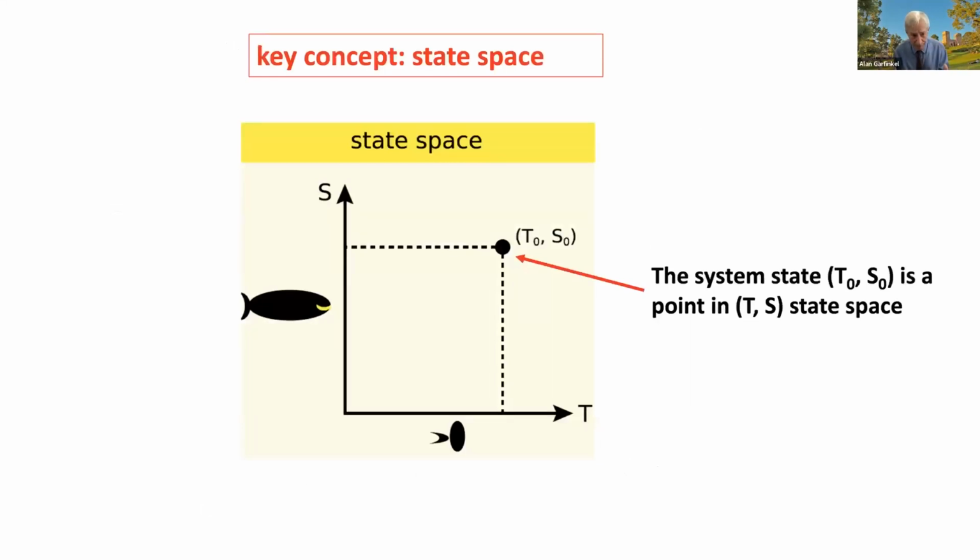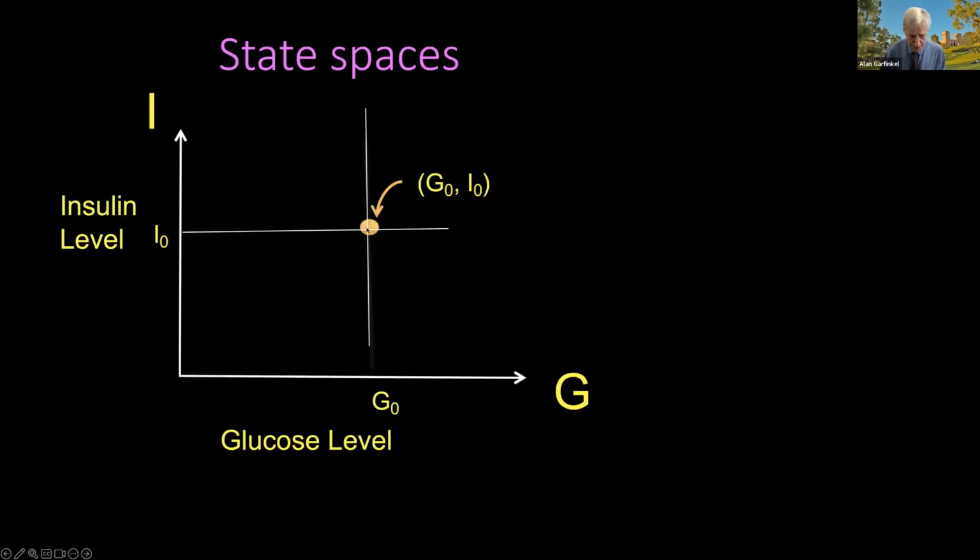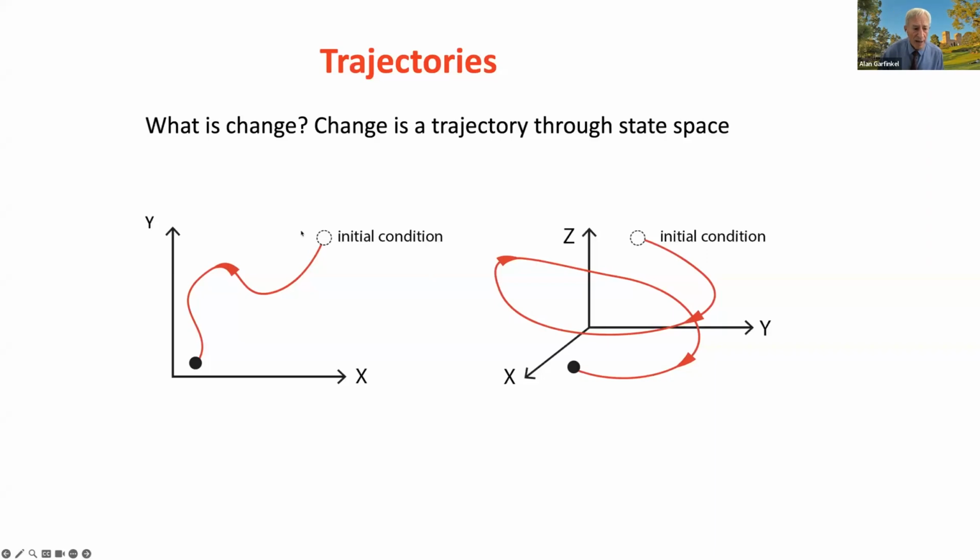Let me tell you what we're doing. We are using 20th century math concepts, not 19th century math concepts. The first one is the concept of state space. This is a geometric space in which the system state, T0, S0, number of tuna, number of sharks, is a point in tuna shark space. In a patient, the levels of glucose and insulin are a point in glucose insulin space. And then over time, that state point moves around in state space. And that's what change is.